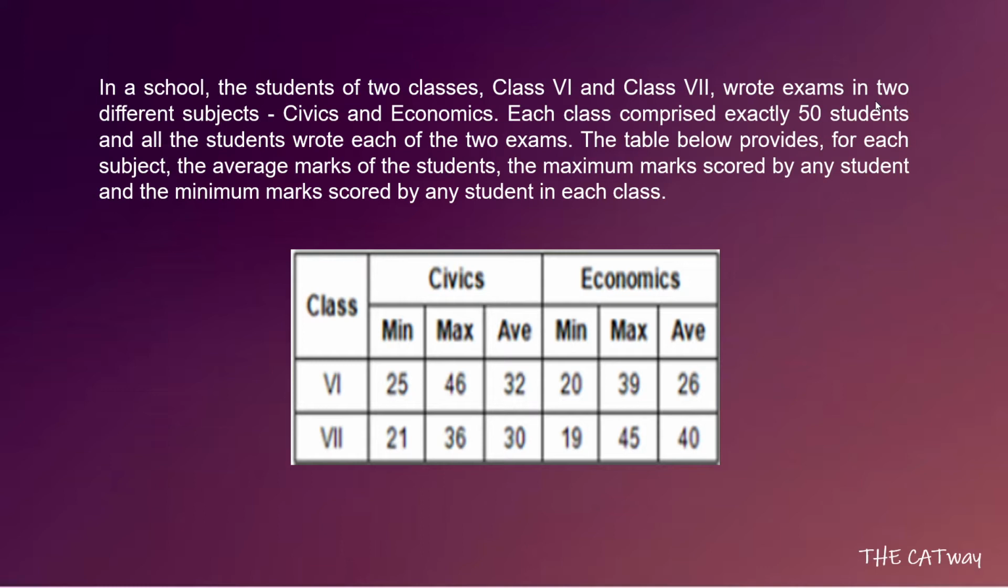In a school, the students of two classes, class 6th and class 7th, wrote examinations of two different subjects, civics and economics. Each class comprised exactly 50 students and all the students wrote each of the two exams. The table below provides, for each class, the average marks of the students, the maximum marks scored by any student, and the minimum marks scored by any student. So we have been given for both the classes, for civics and economics, the maximum, minimum, and the average. We have been told that there are 50 students in each class. So now we cannot do anything, so let's move towards the question directly.